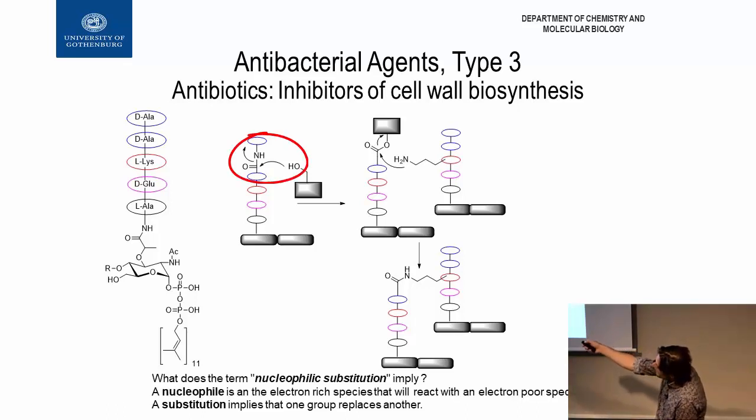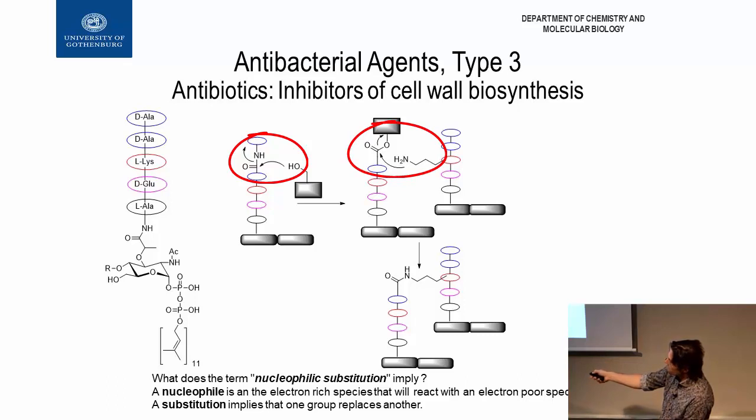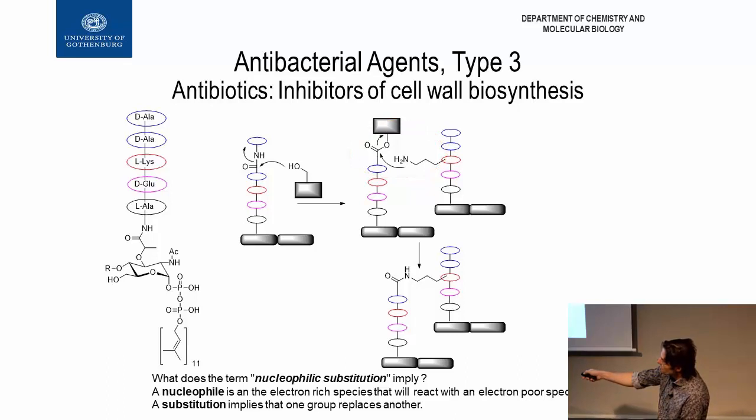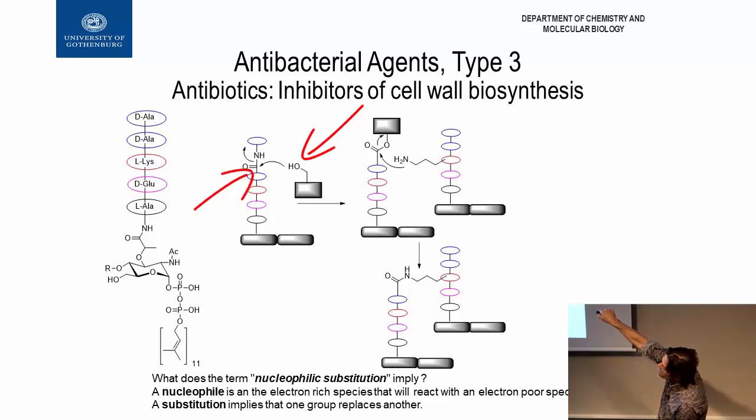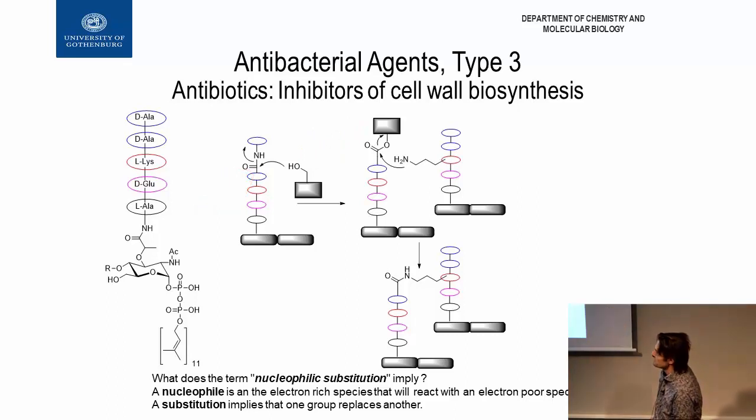What happens here and here is something called nucleophilic substitution. That's a chemical term. It just means that a nucleophile is an electron-rich species, or an atom in our case, that will react with something that has fewer electrons. In this case, it's the oxygen here that is the nucleophile, and the carbonyl here is the electrophile, and that's why it prefers to attack here and kick out this. And nucleophilic substitution implies that one group replaces another one. So that's a simple definition of it.